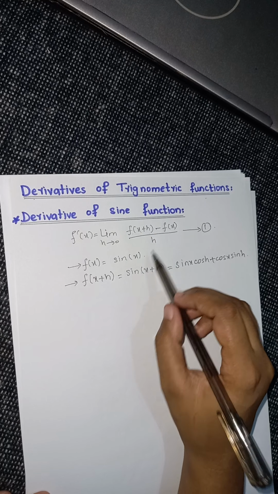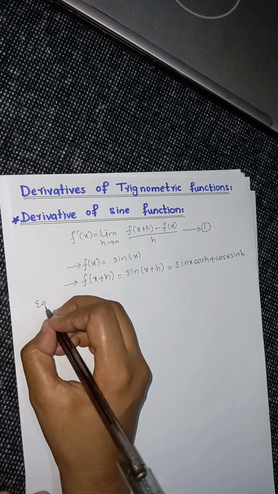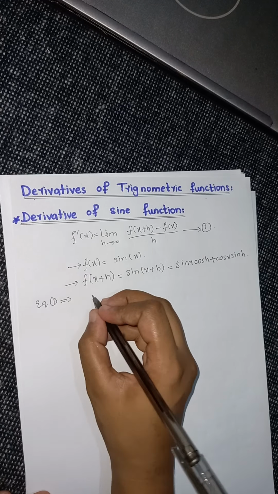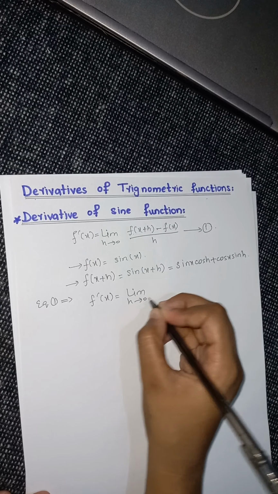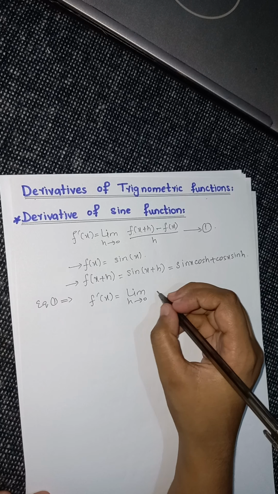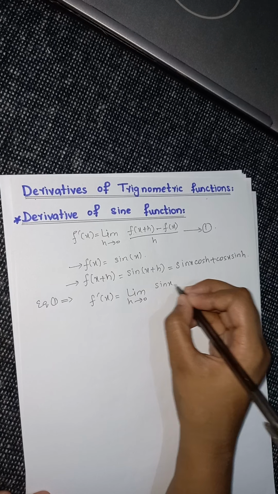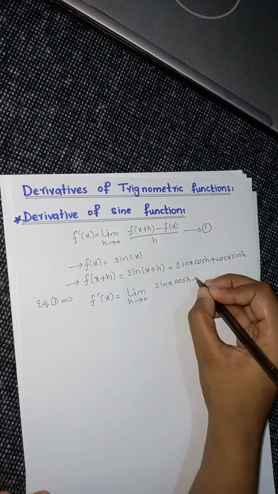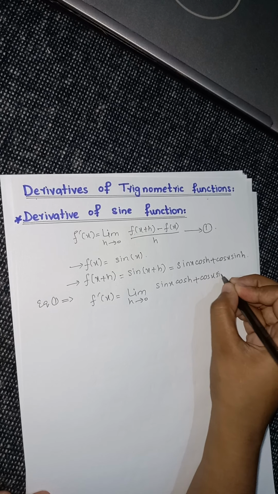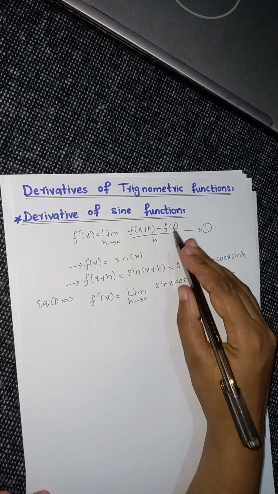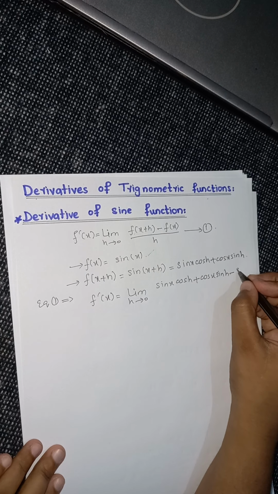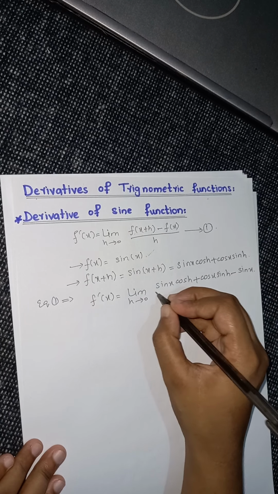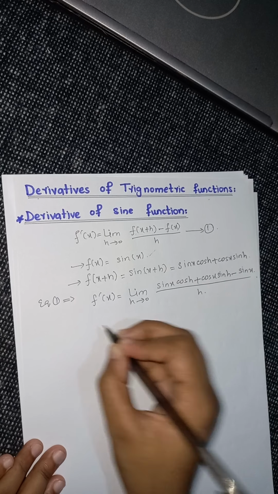Now if we use these two values in equation number 1, then equation number 1 implies that f'(x) is equal to the limit as h tends to 0, where f(x+h) will be equal to this value, sin x cos h + cos x sin h, minus f(x), and f(x) is this value, sin x, and it is divided by h.